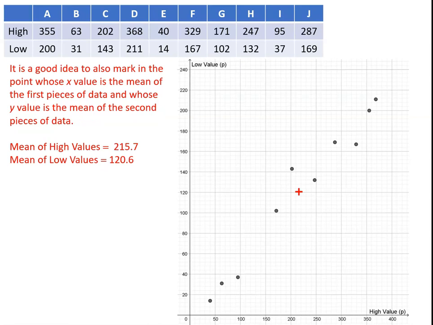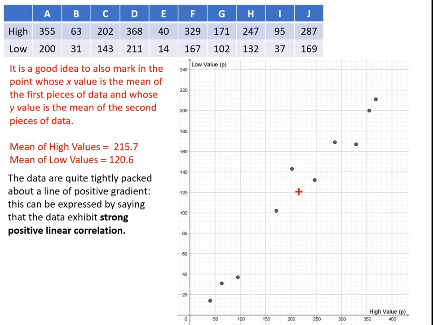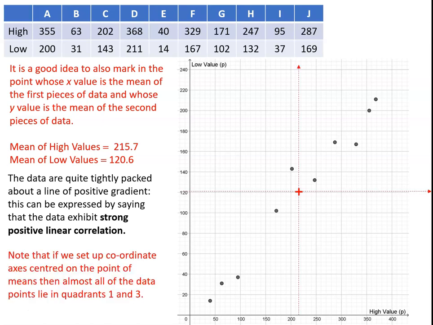Now, if we look at the diagram, we can see that the data points are quite tightly packed around a line of positive gradient, or we say that the data exhibits strong positive linear correlation. What's more, if we set up coordinate axes with the point of means as the origin for these coordinate axes, then you can see that nearly all of the points are in the first and the third quadrants of this new coordinate system.